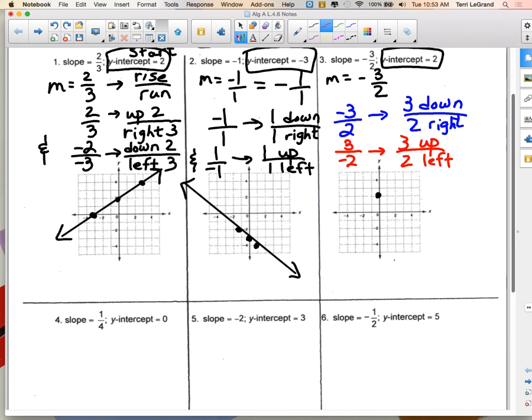Okay. So I'm going to go to my y-intercept and I'm going to use the one way. I'm going to go back to my y-intercept and I'm going to use the other way. And draw my line. And what's the last thing I'm going to do after I draw my line before I move on to the next problem?